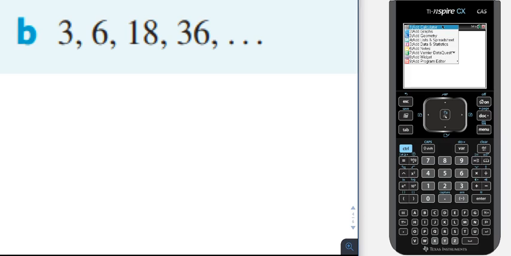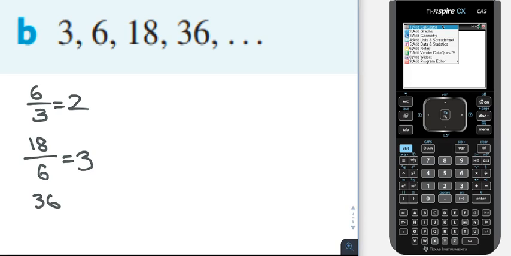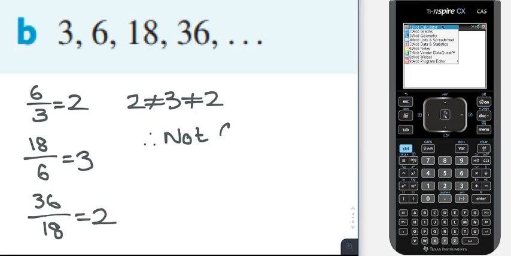Example B, 3, 6, 18 and 36. 6 divided by 3 is 2, 18 divided by 6 is 3, and 36 divided by 18 is 2. I could have actually stopped at the 3, just because the 2 and the 3 are different, so I don't have a common ratio for this, and as such, I would be stating that this is not geometric.